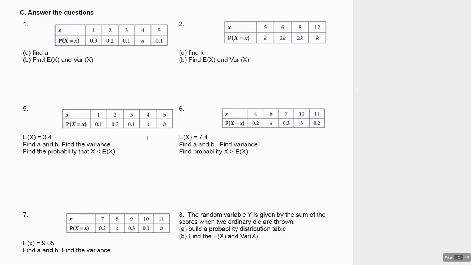Mm-hmm. So what happens is we have to build 2 separate equations. One of the equations, 0.1 plus 0.2 plus 0.1 is 0.4. So that's going to be 0.4 plus A plus B is equal to 1, right? Right. All right. Now, what equation could I build if I knew the expected value was equal to 3.4?